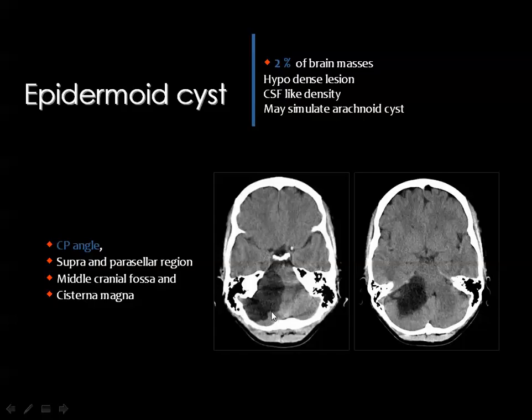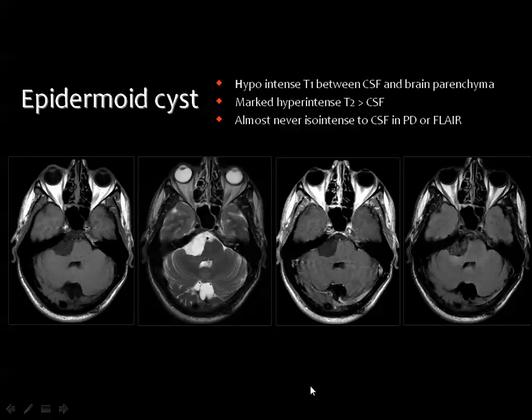Arachnoid cyst does not show calcium, epidermoid cyst may show mural calcification. Arachnoid cyst will follow the CSF signal in all pulse sequences, while the epidermoid cyst will not appear black in the FLAIR images like the CSF. Also, in the diffusion weighted images, arachnoid cyst will show free diffusion, while the epidermoid cyst will show restricted diffusion.